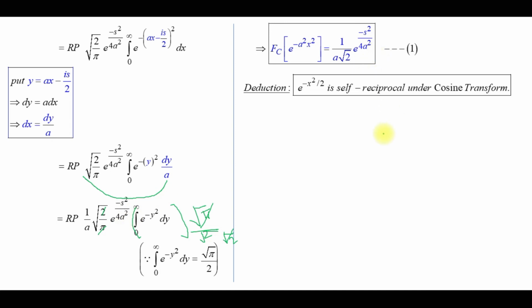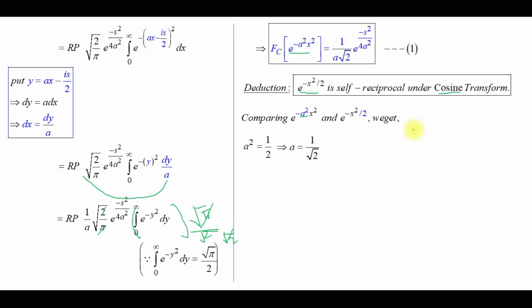Next, deduction: we need to prove e power minus x square by 2 is self-reciprocal under what transform? Fourier cosine transform. So compare e power minus x square by 2 with e power minus a square x square. Here a square, here 1 by 2. The only difference is x square. Therefore, substitute a square equal to 1 by 2. This implies a equal to 1 by square root 2.